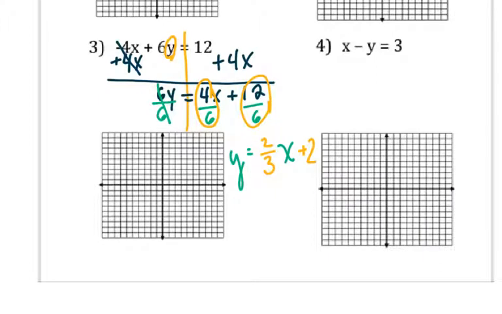So now we can graph. We start at positive 2. We go up 2 and over 3, up 2 over 3, up 2 over 3, and so on. Easy. All right, number 4.